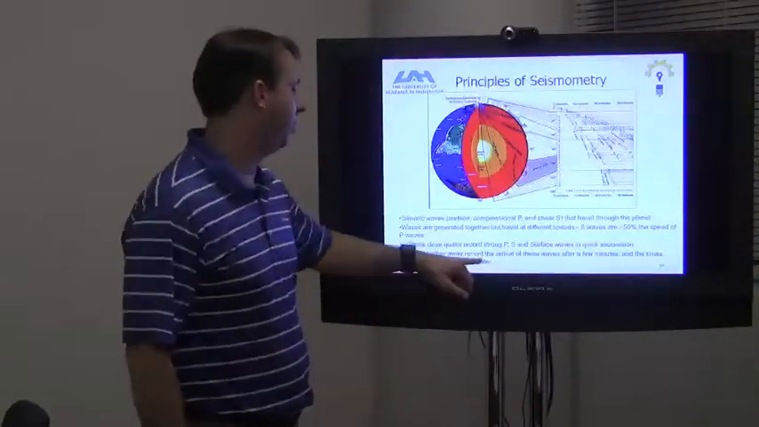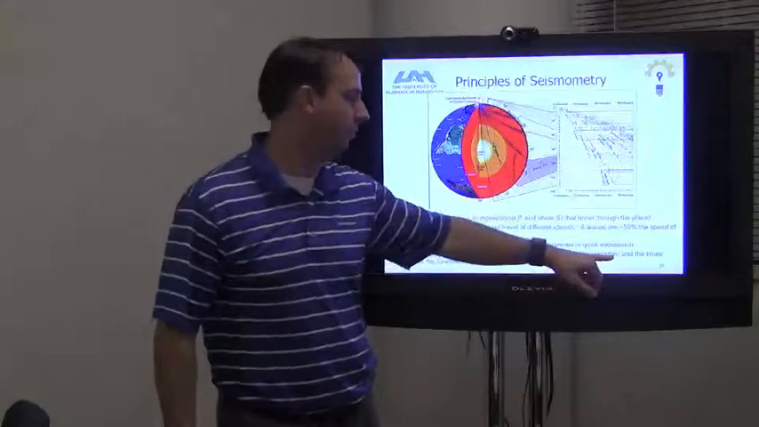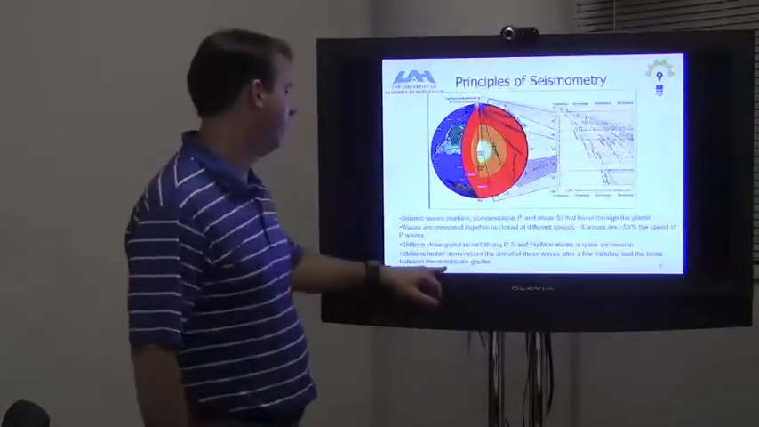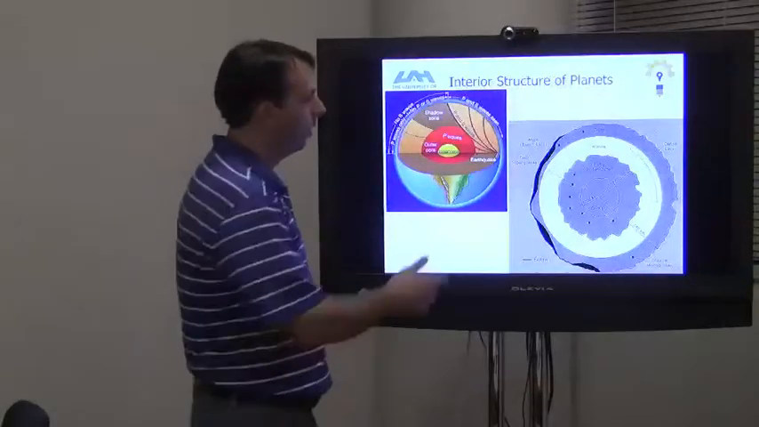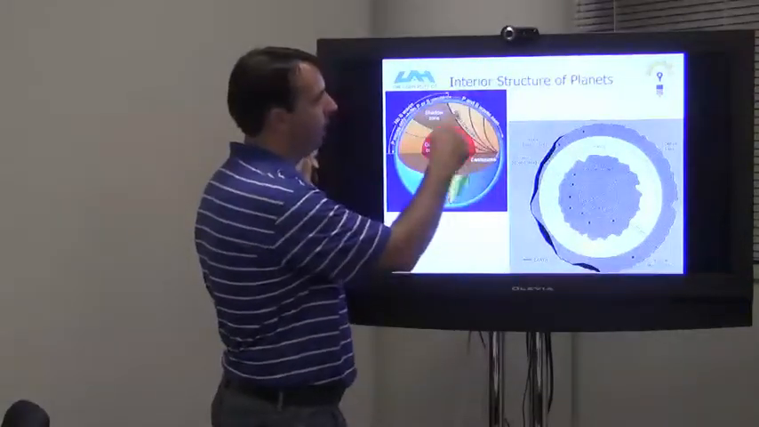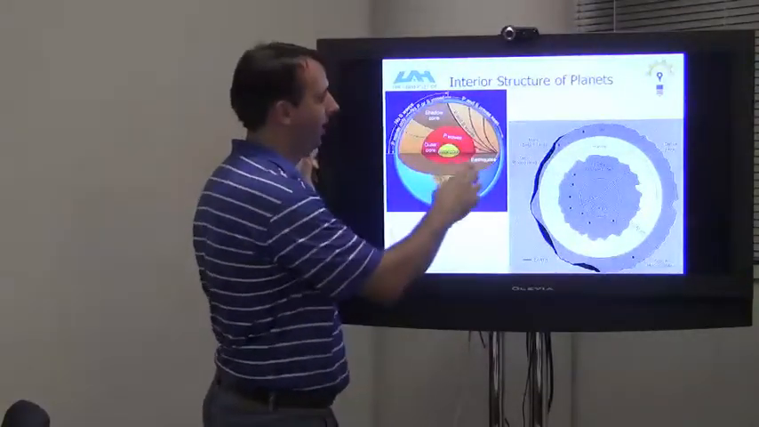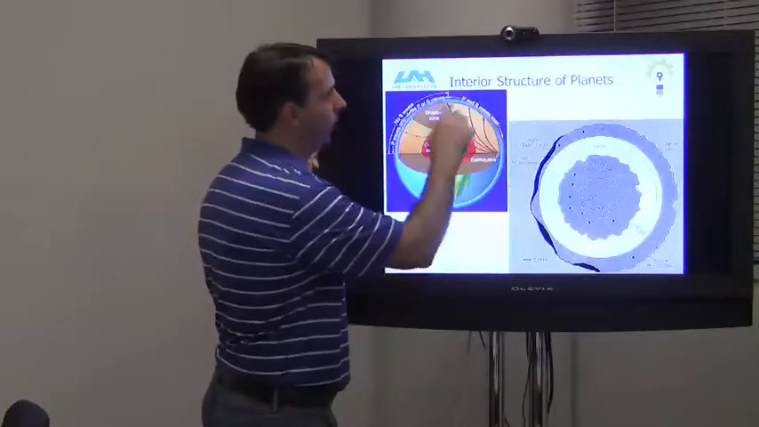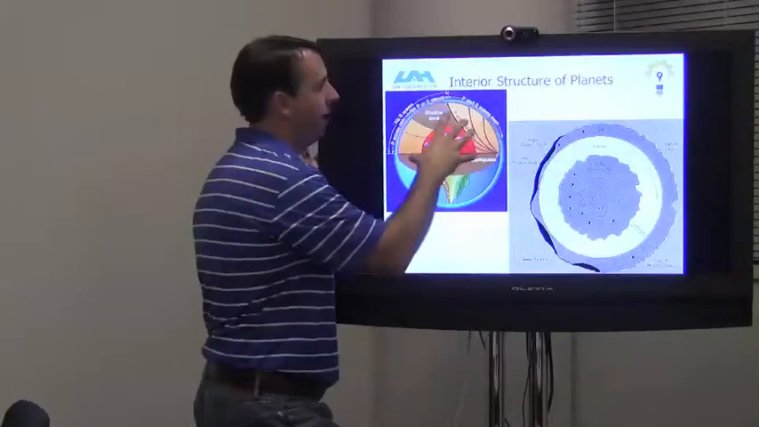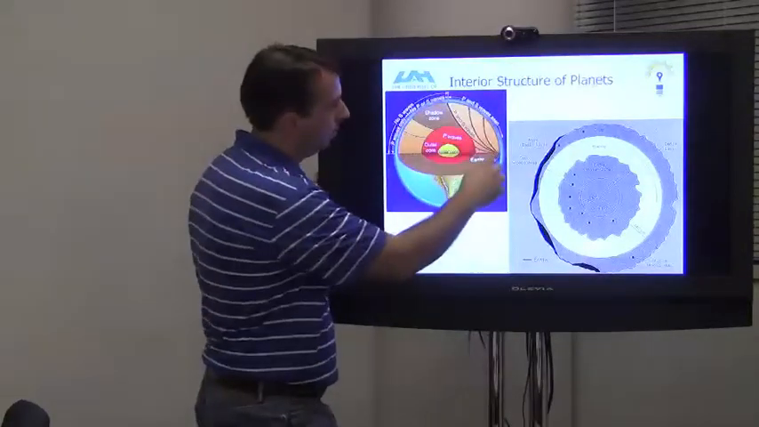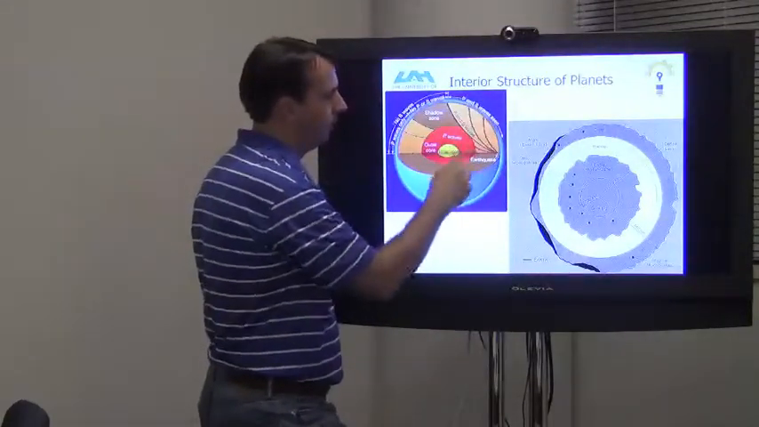And the stations farther away record arrival of these waves after a few minutes, and the times between the arrival of those are greater. So, in a nutshell, an earthquake happens and it sends these waves through the planet, right? And you got the core, the outer core, the mantle, and the crust. Okay, so these waves go through the different materials.